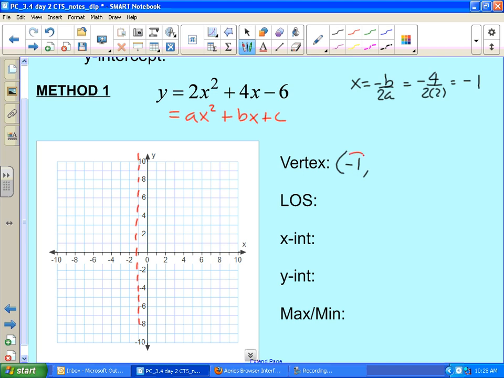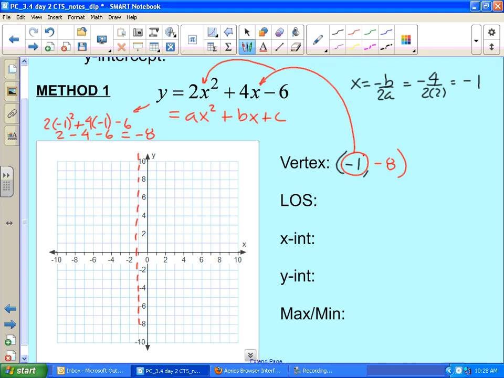So I take this value, and wherever there's an x in my standard form, I'm going to replace it now with a negative 1. And I'm going to be careful when I do this. For example, let's do it over here. So I get a 2 times a negative 1 squared plus 4 times a negative 1 minus 6. Negative 1 squared is 1, and 1 times 2 is 2. And minus 4, and minus 6 gives me negative 2 minus 6, or negative 8. That is the other part of my vertex. Negative 1, negative 8.